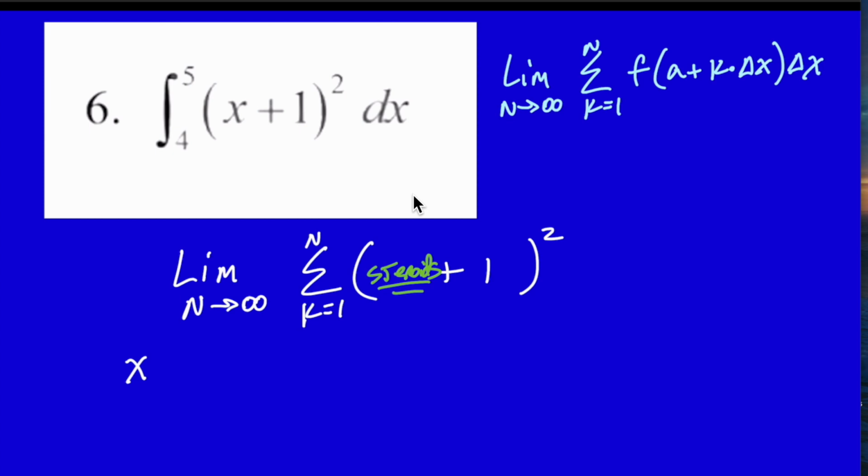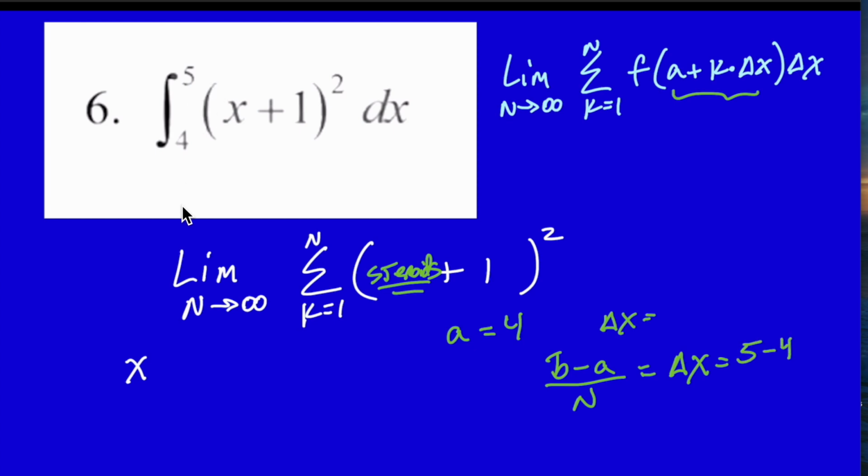Okay, what are they? Right here, a plus k delta x. So we need to find a, and we need to find delta x. Okay, we have a. They give it to us right there. So we know a equals 4. And delta x is going to be obtained by using this formula, b minus a over n equals delta x. They gave us the b, that's 5. So we're going to have 5 minus 4 over n, or 1 over n. Okay, so we have our delta x equals 1 over n.